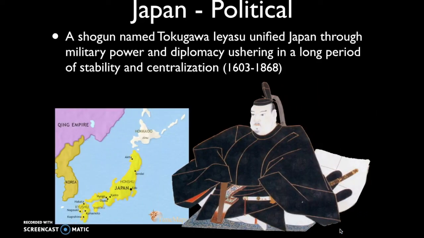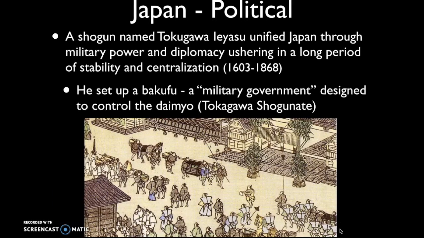In 1603, there is a shogun named Tokugawa Ieyasu, and there's a very complicated long backstory to this. But the thing that you need to know is that Tokugawa Ieyasu is going to unify Japan through both military power and diplomacy. And this is ultimately going to usher in a long period of stability and centralization for Japan. So this is known as the Tokugawa Shogunate.